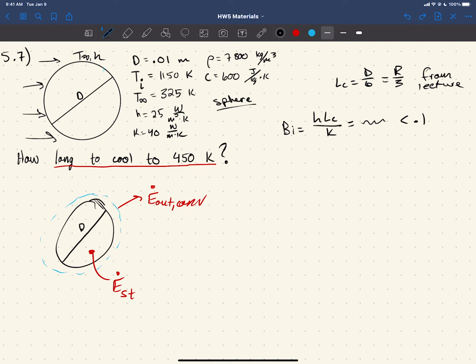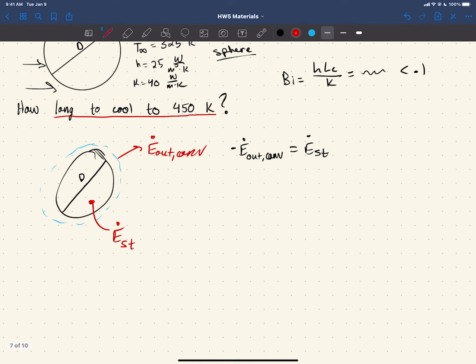If you remember, you can do the whole energy balance thing, but I'm going to jump right to here. E dot out convection is going to be equal to E dot ST. Basically it's the sum of the energy in minus the sum of the energy out: E dot in minus E dot out plus E dot G is equal to E dot ST. And there's no E dot G and there's no E dot in. So this is what it is.